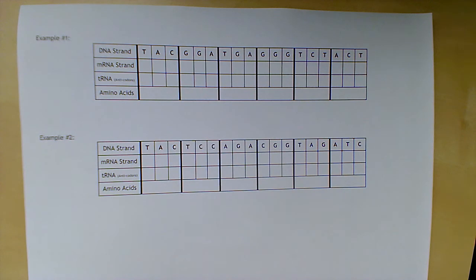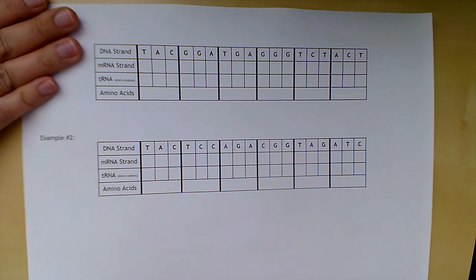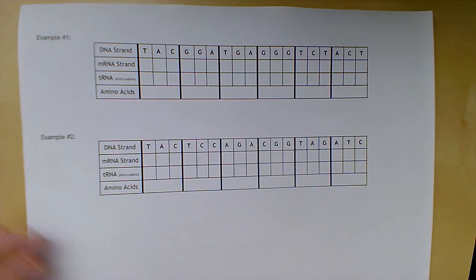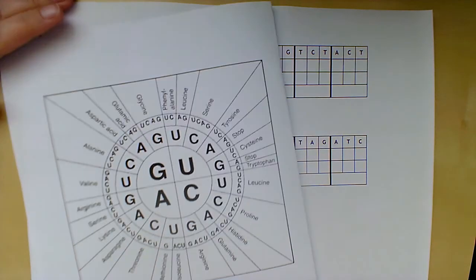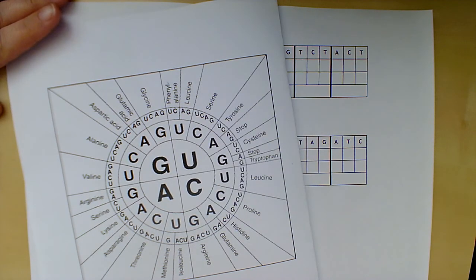So you're going to need two things to complete these problems. Obviously, you'll need your DNA strand from your original DNA, which I've provided here, and then you're also going to need a codon circle. So this is your codon circle. The one you are using is posted on Google Classroom.